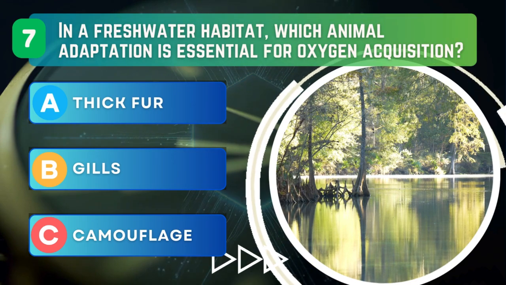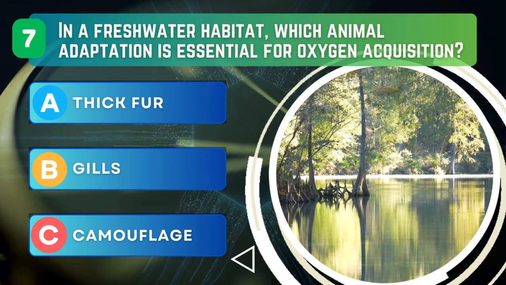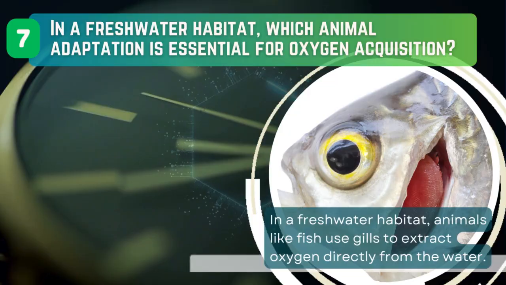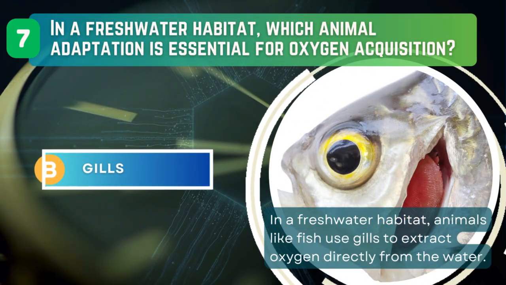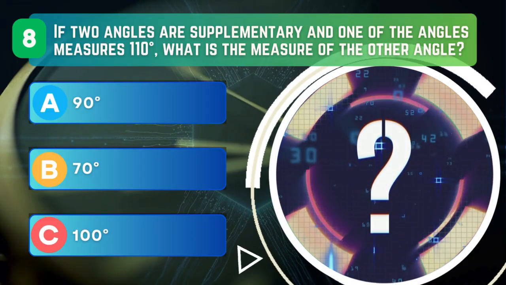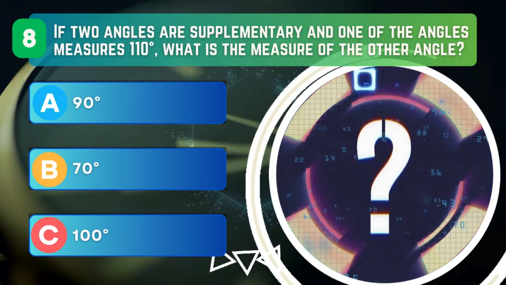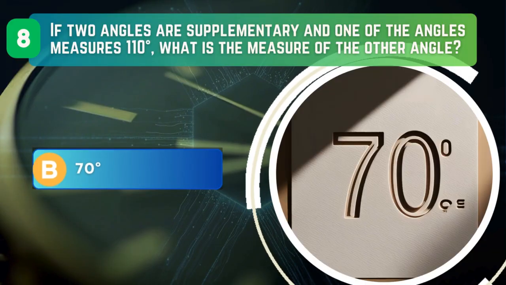In a freshwater habitat, which animal adaptation is essential for oxygen acquisition? Gills. If two angles are supplementary and one of the angles measures 110 degrees, what is the measure of the other angle? 70 degrees.